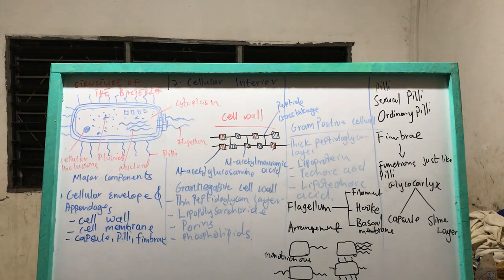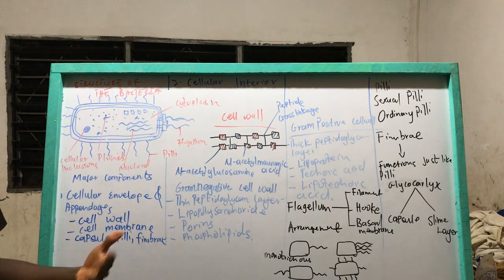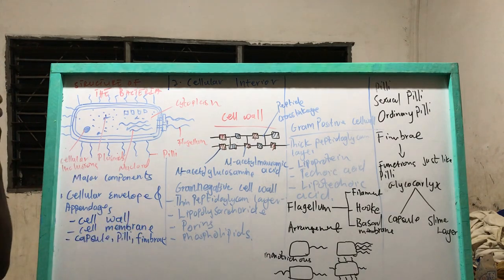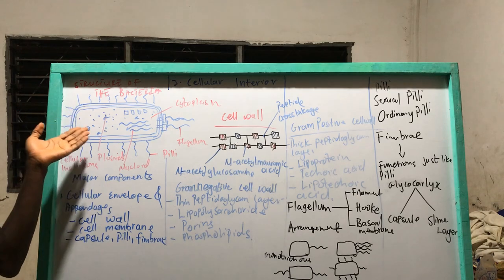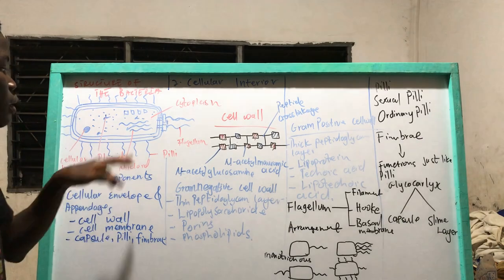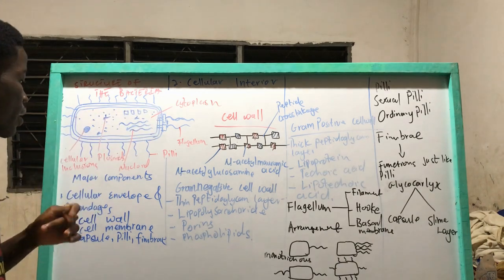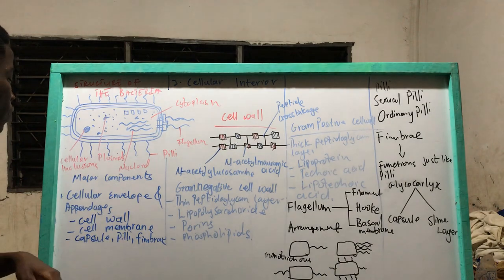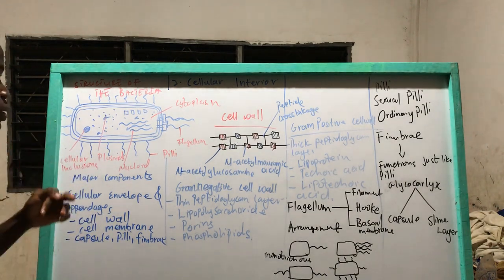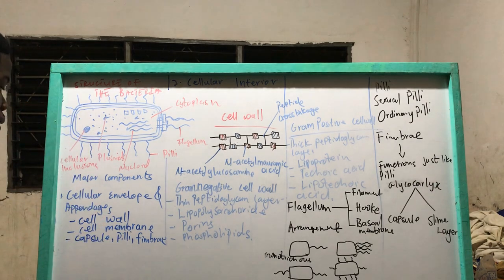Generally, we said that bacteria belong to the prokaryotic class of organisms, and prokaryotes have their nuclear material scattered in their cytoplasm. This is an example, a generalized structure of the bacteria. We have the nucleoid, the pili, the flagellum, the cell wall, the cell membrane, and then we have the plasmids and the cellular inclusions. Basically, these are the major parts of the bacteria.